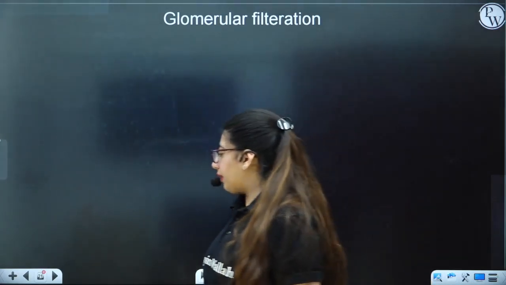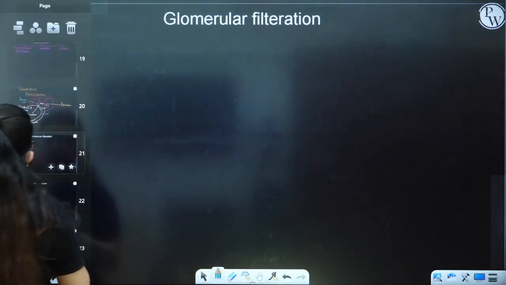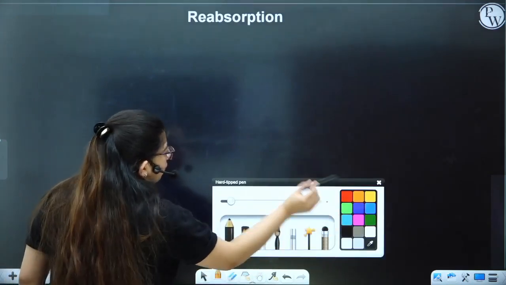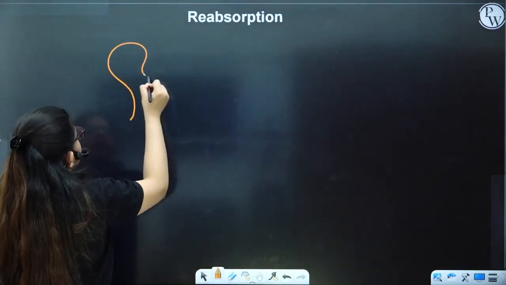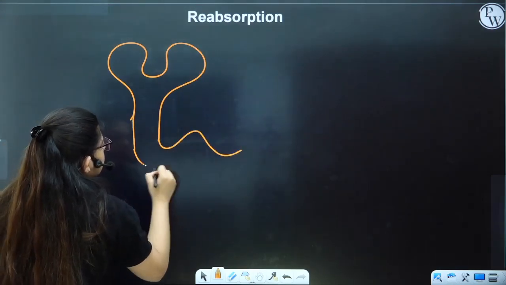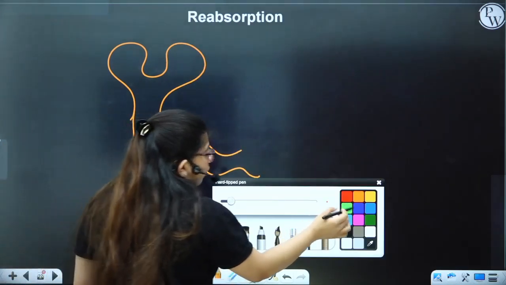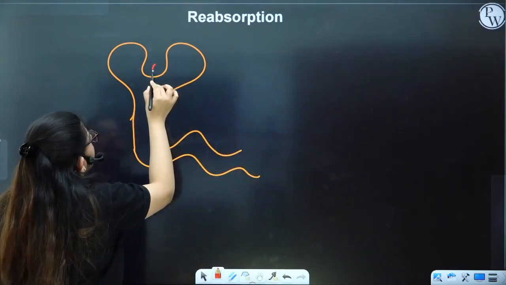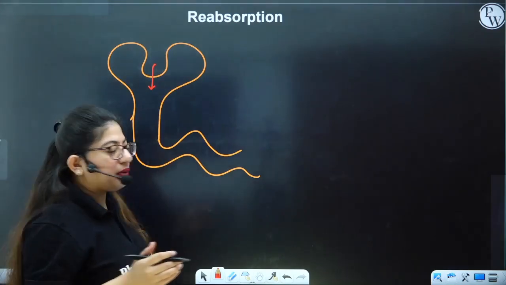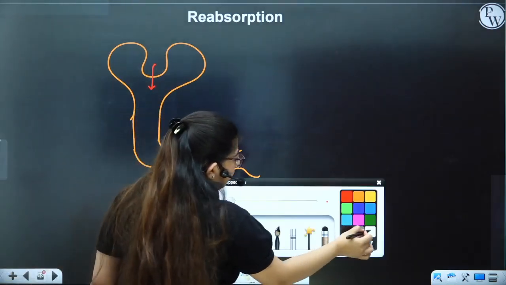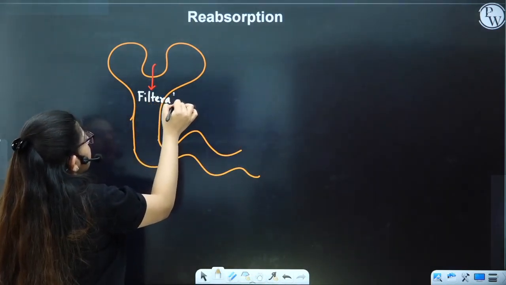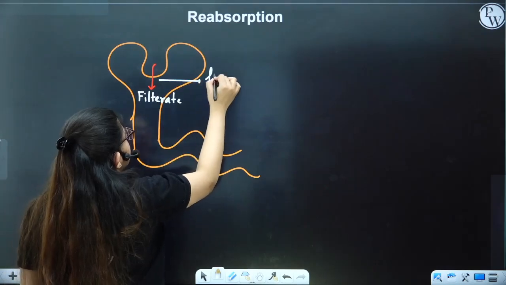All right. Moving further to what reabsorption is. What we have done here is the filtration. This was Bowman's capsule, and this is the PCT. The blood from this Bowman's capsule or glomerulus passes through the filtration membrane and enters here, and it becomes a filtrate. This process is known as filtration.